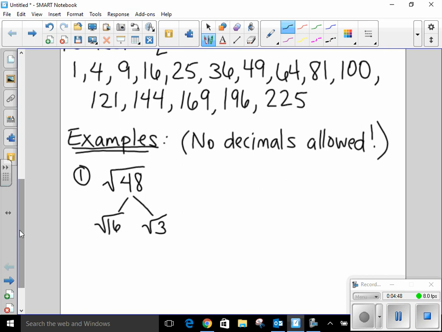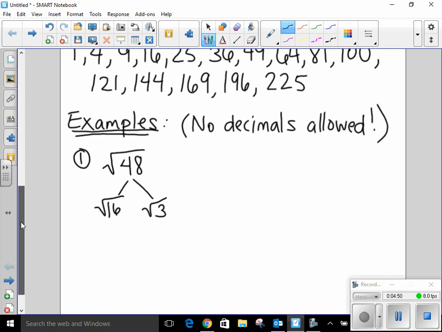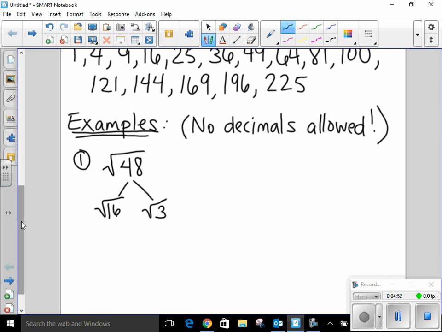Because it's the square root of 48, both of your numbers have to have the radical sign around them, and your first number needs to be your perfect square. Because what happens when you go to simplify this to get your answer, the square root of 16 is a perfect square. It's the number 4. Notice the square root sign is gone. The square root of 3 is a non-perfect square, so it stays in the radical sign. This is your answer. So if you get in the habit of putting your perfect square first and your non-perfect square second, it'll actually make it easier for you to get to the answer.